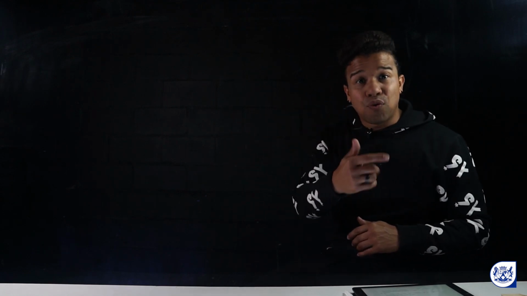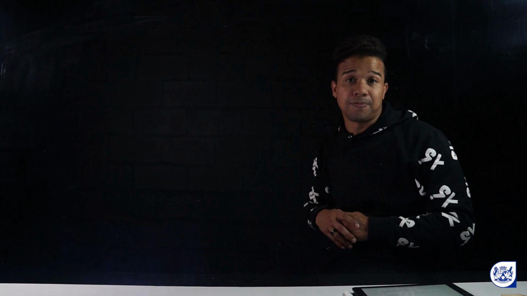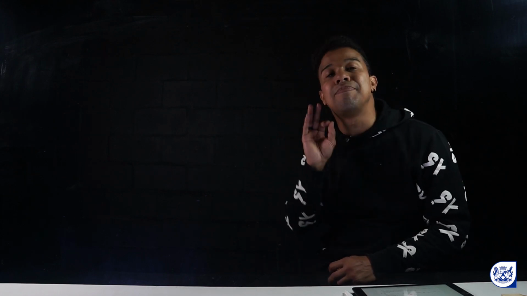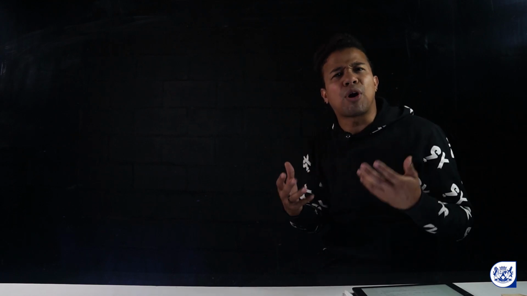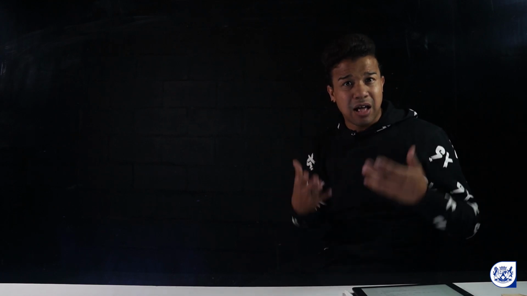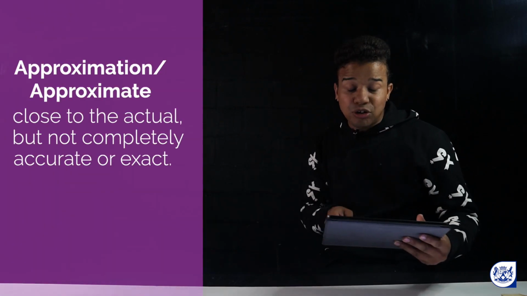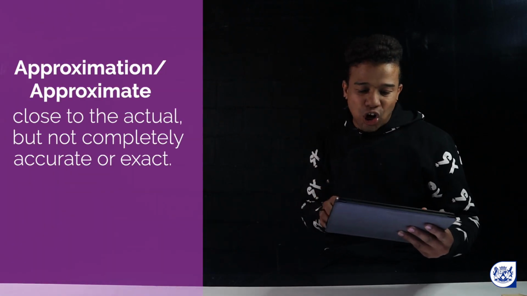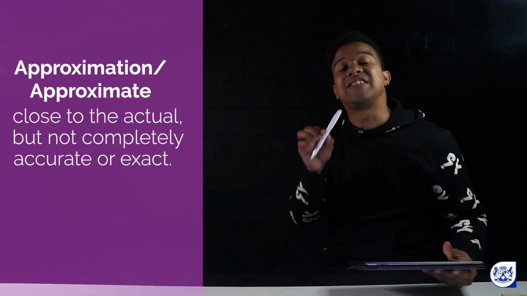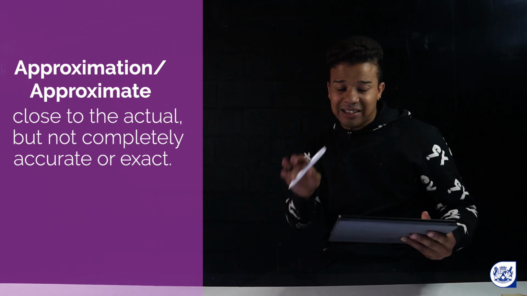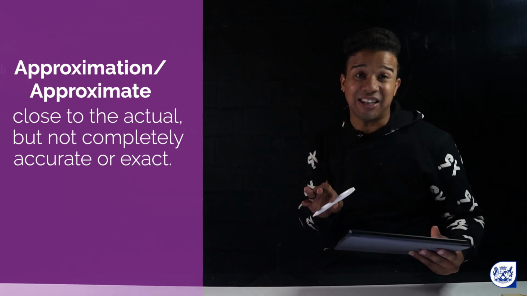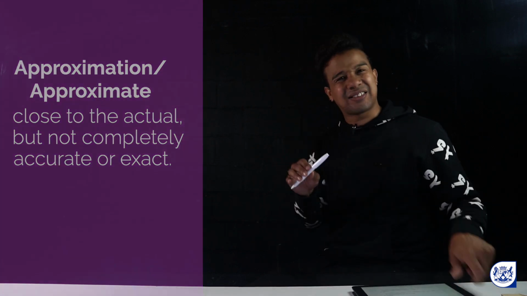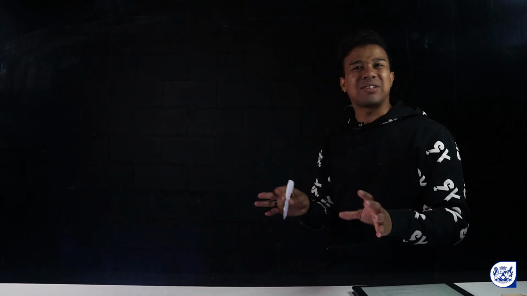Estimation and rounding off do have something in common. They both are approximations of a number. Now, what does the word approximation or approximate mean? I'm going to read it straight from the tablet for you. It says, it's close to the actual, but not completely accurate or exact. Let me read that again. It's close to the actual, but not completely accurate or exact. So it's almost, but not really.